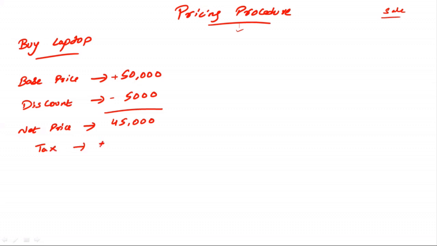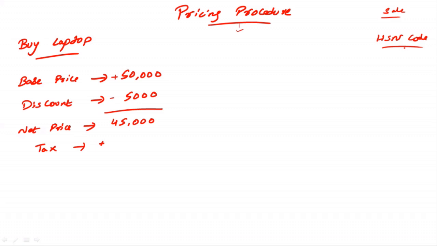So we have different tax slabs. We have 5%, 12%, 18% or 28%. That tax depends on the HSN code. So there is a terminology in finance called HSN code, which stands for Harmonized System Nomenclature. So this number is going to be common for materials all over the world.